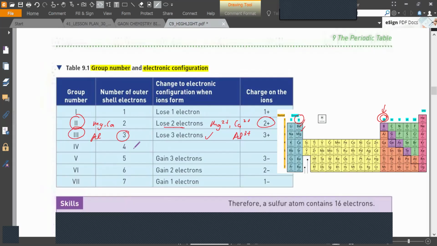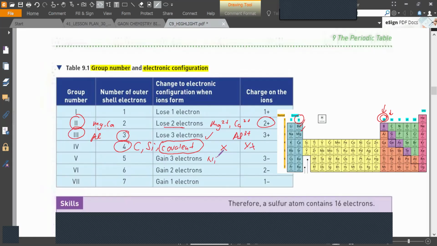Group 4, like carbon and silicon, they are quite special. They mostly form covalent bonds. They do not often form ions. They mostly form covalent bonds. Group 4.